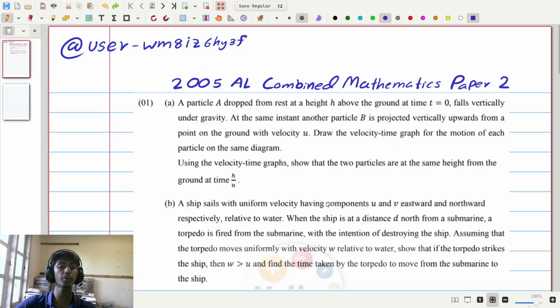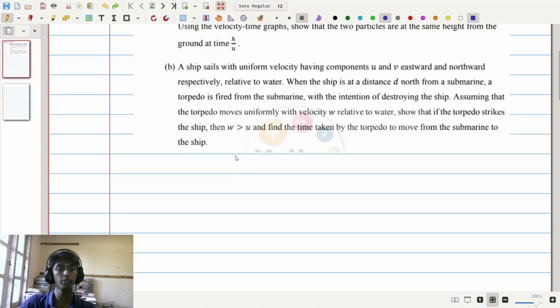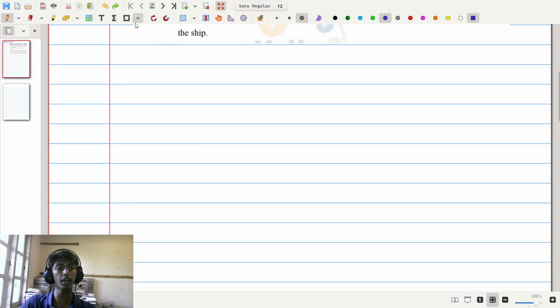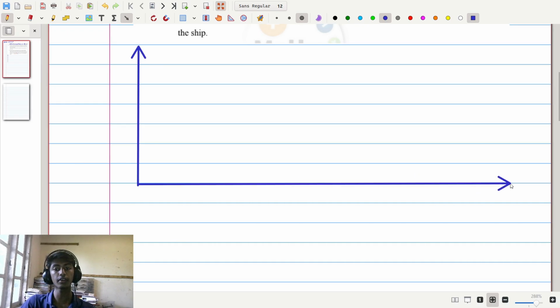Now for the first part of the question, what we are first asked to do is to draw the velocity time graphs of these two particles, particle A and particle B, in the same diagram. So let's start off by drawing a velocity time graph that we can then use in order to mark the velocities of the two particles. So here we have the graph. We can see we have the horizontal and vertical axes, and we're also going to have negative axis for the vertical one, since we are going to have negative velocity.